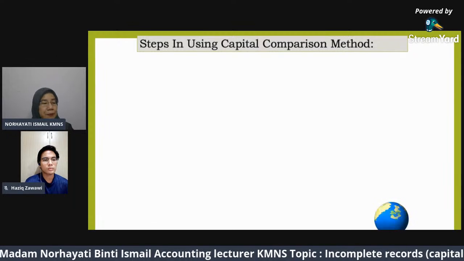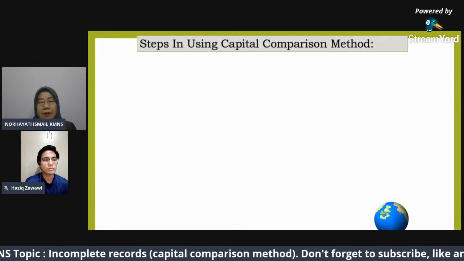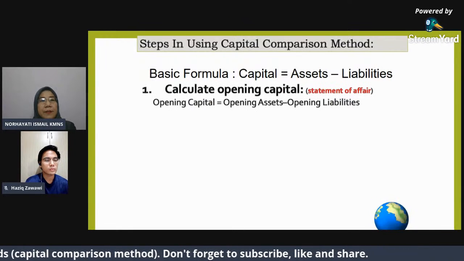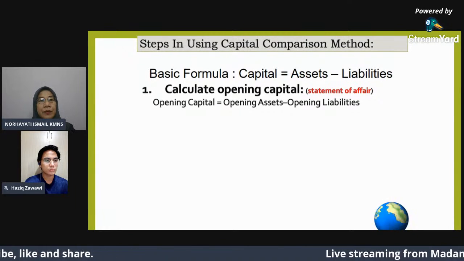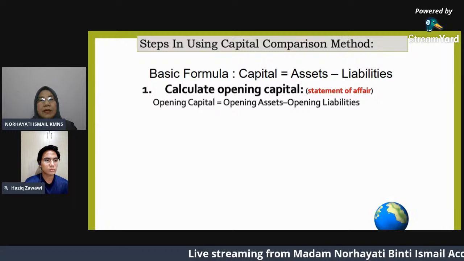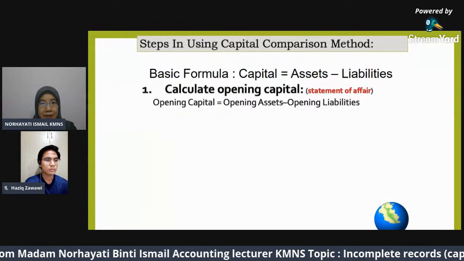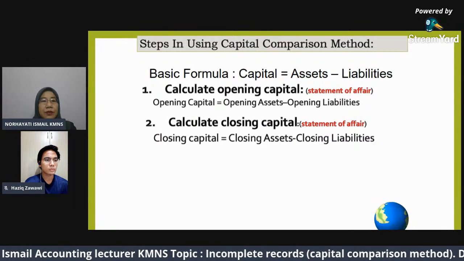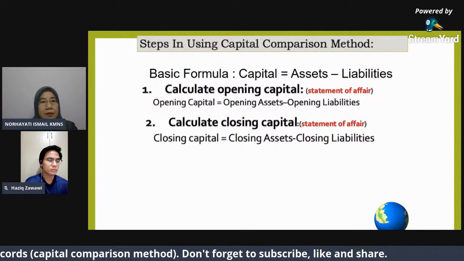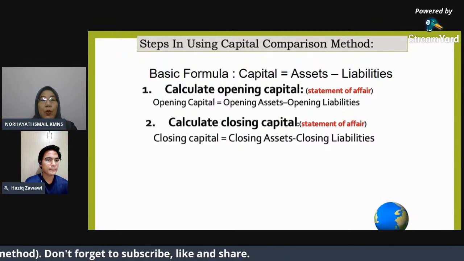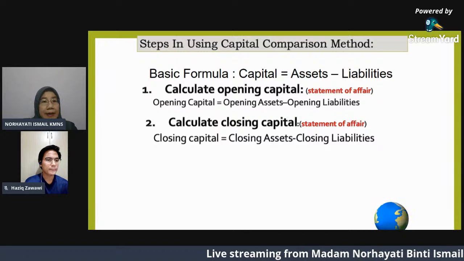Now, there are a few steps in using the capital comparison method. Number one, this is the basic formula: capital equals asset less liabilities. And you have to calculate the opening capital. For the opening capital, we must start with opening asset less opening liabilities. And the second one, you must calculate closing capital. You still use the same formula: closing asset less closing liabilities. Okay, this is the second step.